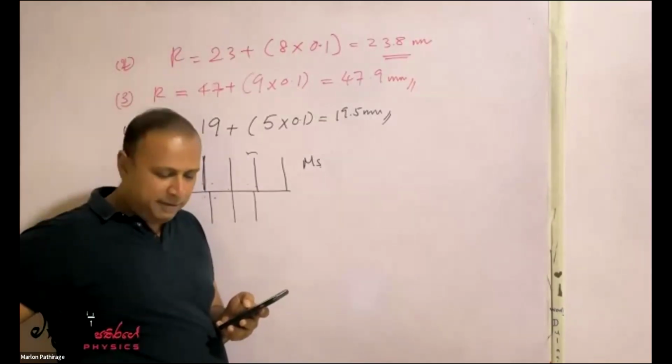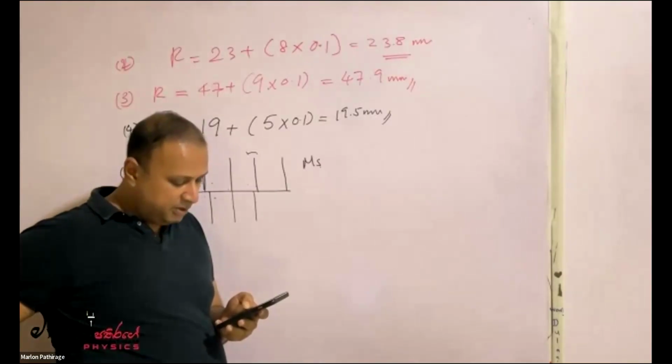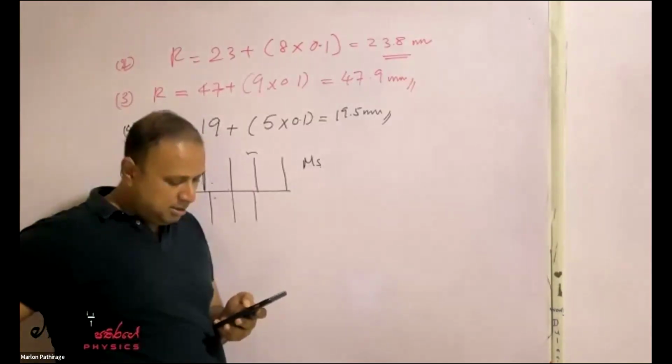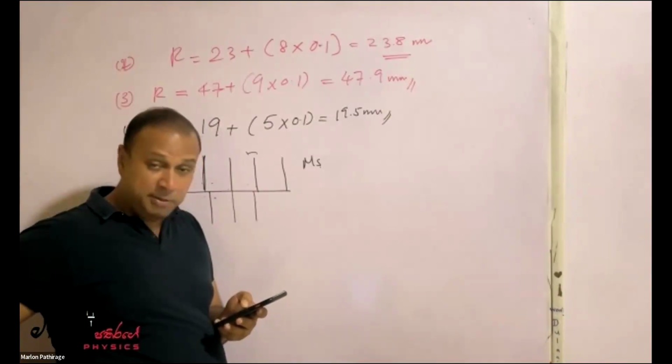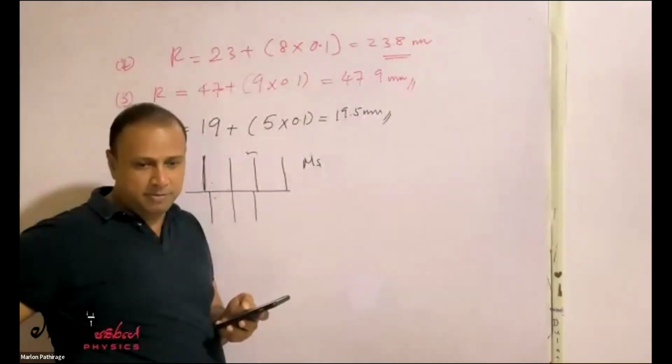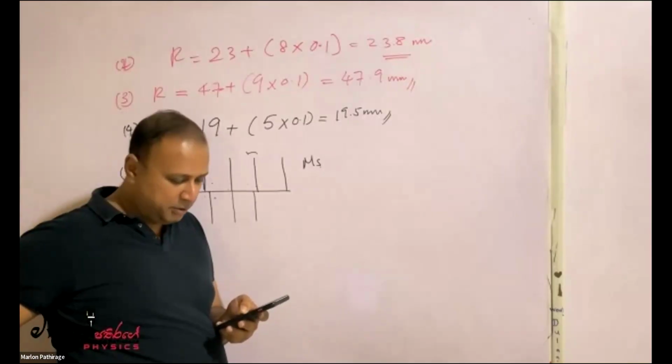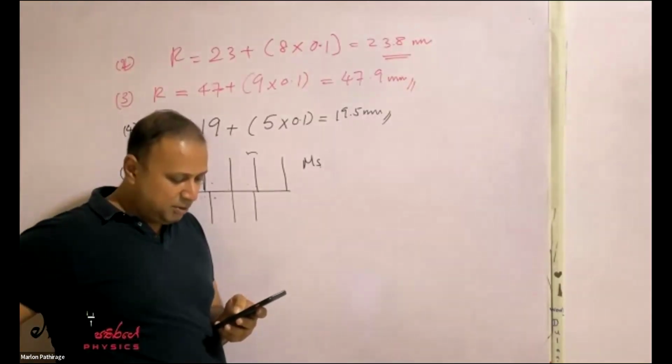The answer for the first question should be 1, 2, 3, 4, that means 5, that means 50.2. Only 50.2, not 5.2. 50.2.